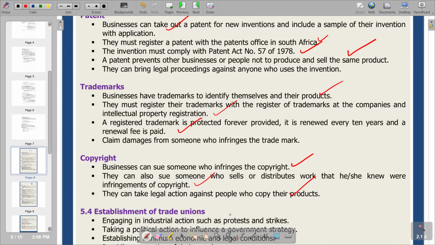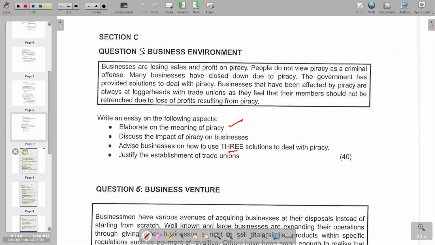Then this becomes the last part of the solutions that you can come up with to deal with piracy. So on the last part, we have to justify the establishment of trade unions.